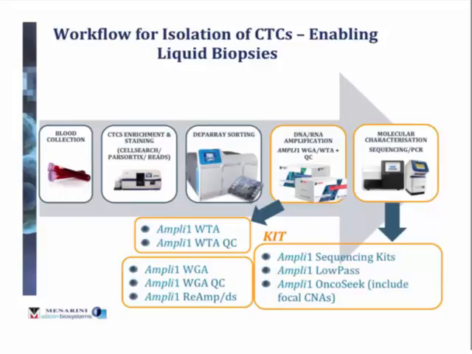And then we offer a number of kits and reagents for the downstream, because in order to solve also the challenge of analyzing the genetic makeup, the genome and transcriptome of individual cells. So doing whole genome amplification with our Ampli1 product line, and also providing library preparation kits for low-pass whole genome sequencing, for copy number profiling, or targeted sequencing with our Ampli1 OncoSeek.